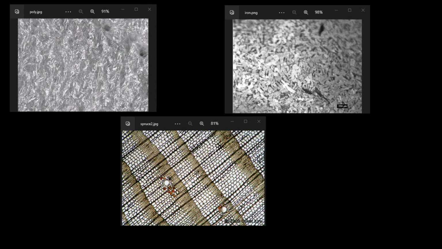Okay, so we have three different substances here. This is glass. This is iron. And this is wood, specifically spruce. Taking a look at them macroscopically, what do we see? The glass is pretty much like glass. It's transparent, somewhat smooth. The iron seems to be made up of little flakes. It's actually a crystalline structure.